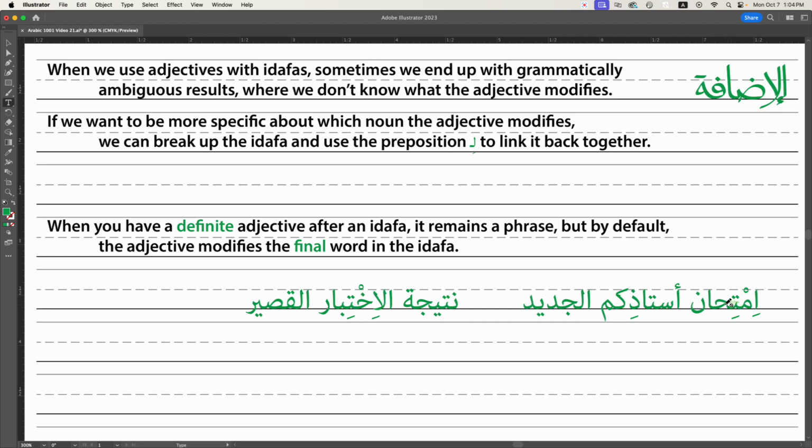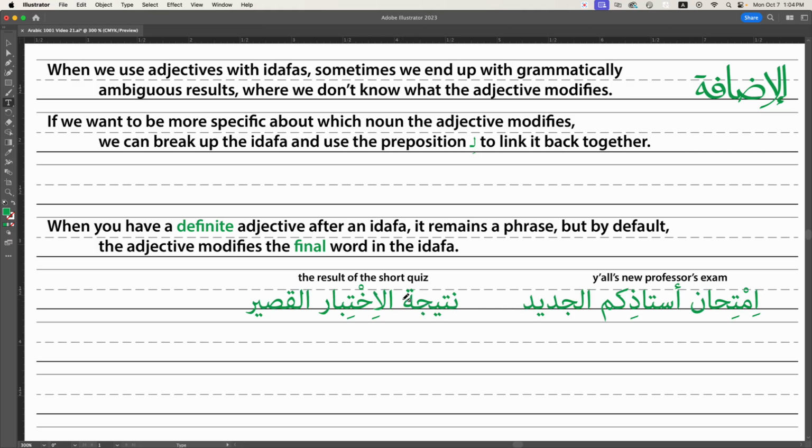However, many native speakers will say this, and they'll mean that it's the exam that's new. And they figure you'll get it from context, or from tone, or from vibe, or whatever you want to say here. However, for us as new learners, it's often a little bit unclear. So is this y'all's new professor's exam, or y'all's professor's new exam? And here, it's grammatically ambiguous. Here, it's less so because of the gender difference.